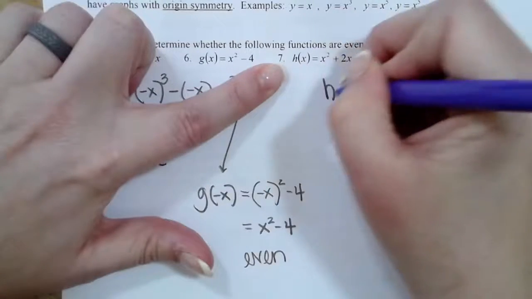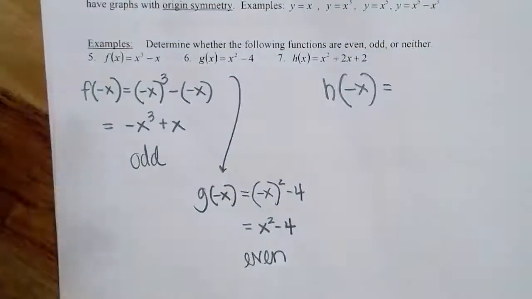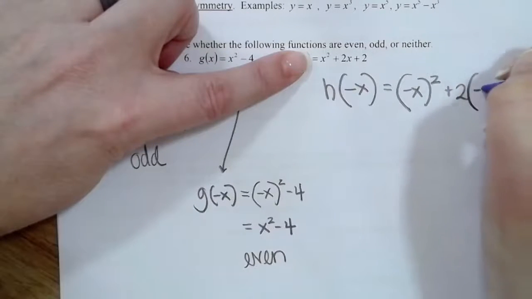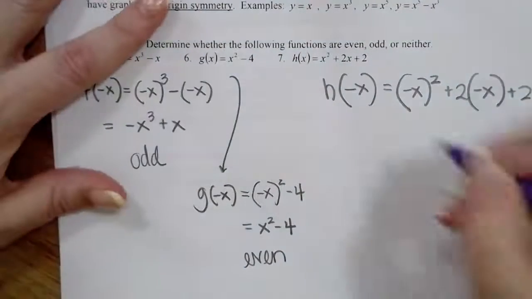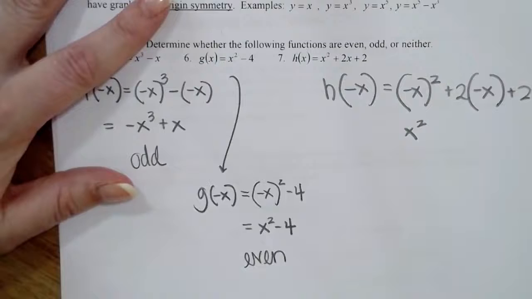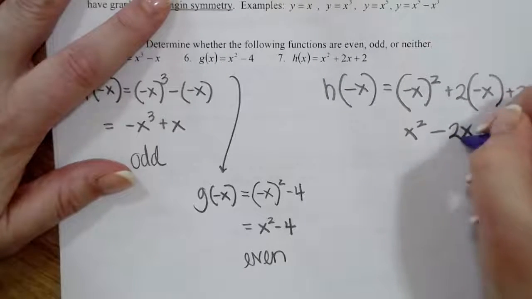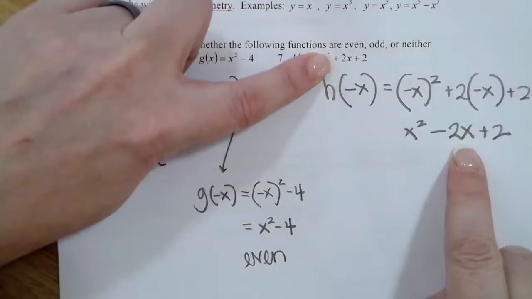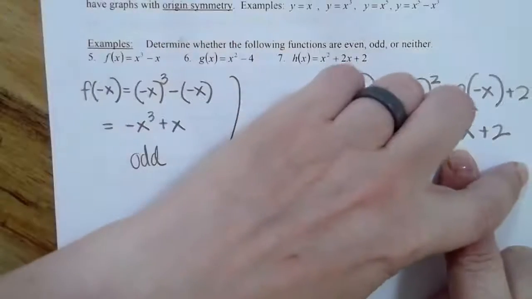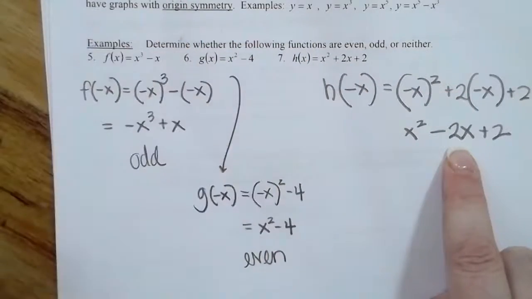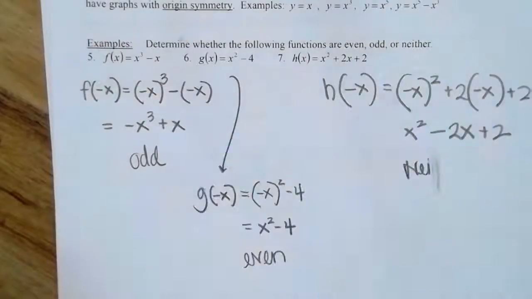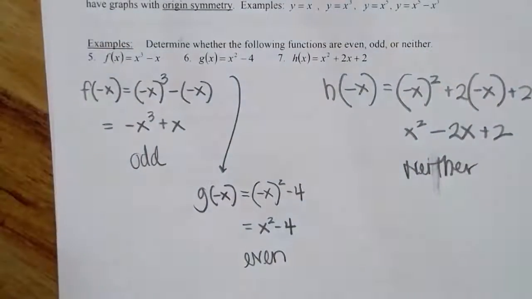This one right here, replace x with negative x, and we've got negative x squared plus 2 times negative x plus 2. Negative, negative turns positive, so positive x squared. 2 times negative x is negative 2x, and then plus 2. Positive, not positive here. So this changed, but the others didn't. So it needs to have everything opposite or everything the same. And that didn't do either, so this is neither even or odd. So it's neither one of them.